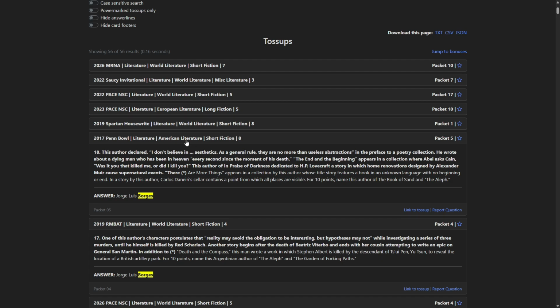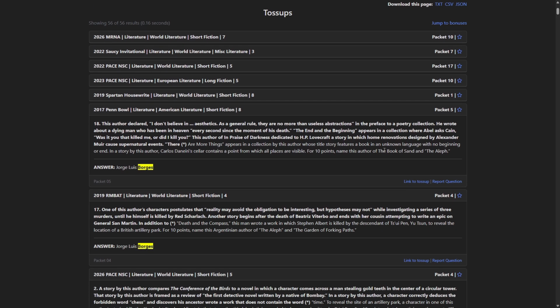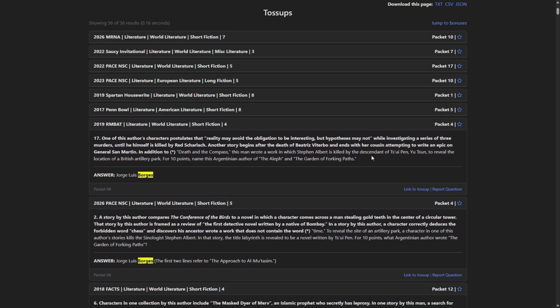Okay, we're going to do this penultimate question, a much more difficult question. Finally, getting here at the end with the unknown language with no beginning or end. This is going to be that Book of Sand. Once again, here's that Red Scharlach from Death and the Compass and Beatriz Viterbo from The Aleph.